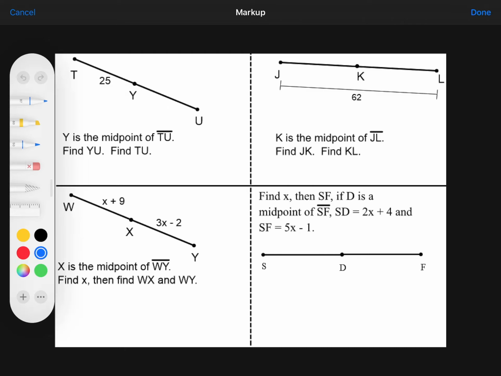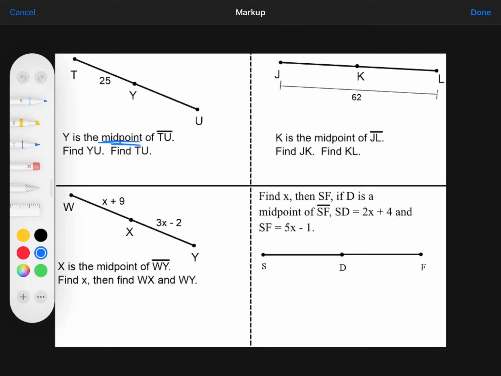Hi everybody. Today we're going to review a few little things about midpoint that we learned last week and then apply the final new thing we need to learn about segments, which is algebra problems with midpoint. So first let's review the word midpoint.